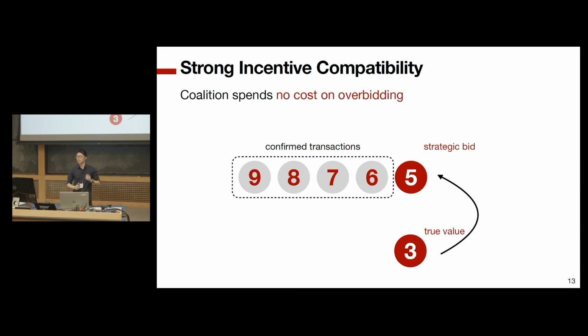Let's use the second price auction as an example. The miner can collude with the user with the lowest price and ask the user, please bid $5, not $3. And that user says, sure, because no matter whether I bid 3 or 5, I'm still unconfirmed. My utility is still 0. So it doesn't matter whether I bid 5 or 3. This makes sense if we just consider a single shot auction.